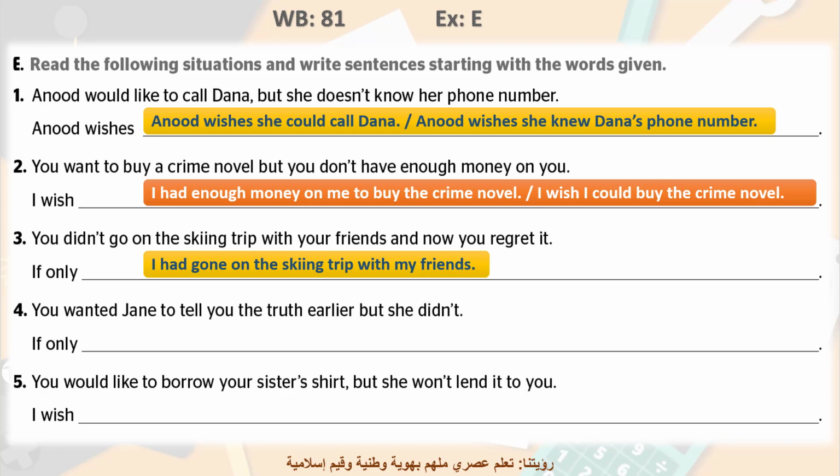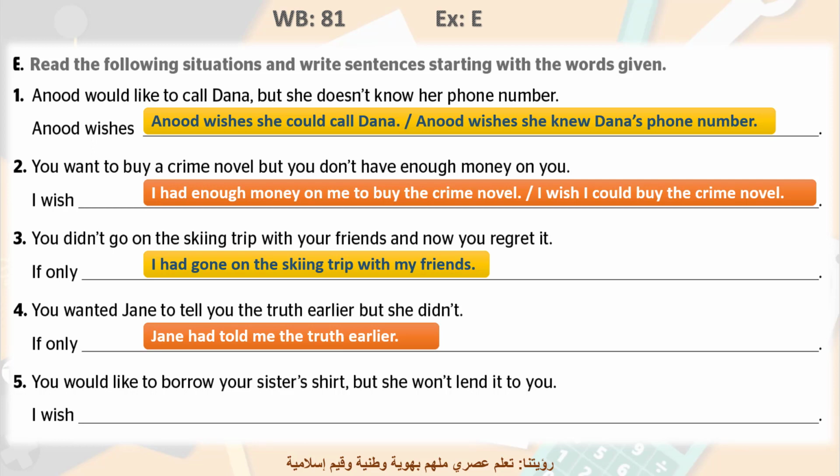I think it's clear. Number four. You wanted, notice, wanted in the past. You wanted Jane to tell you the truth earlier, but she didn't. Yes, the answer should be, if only, what do you think? Yes, if only Jane had told me the truth earlier. Okay, had told.